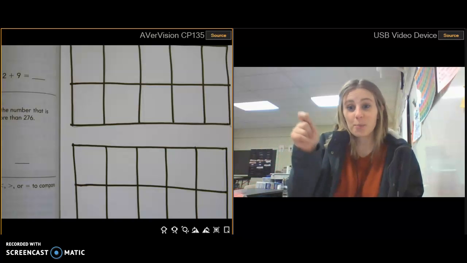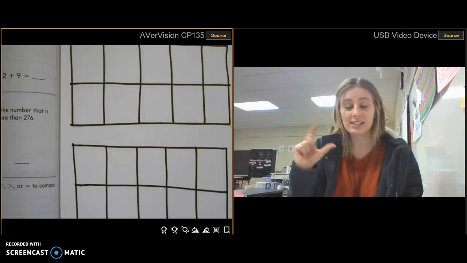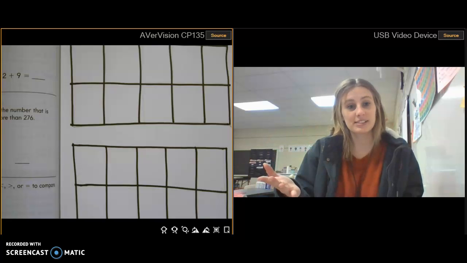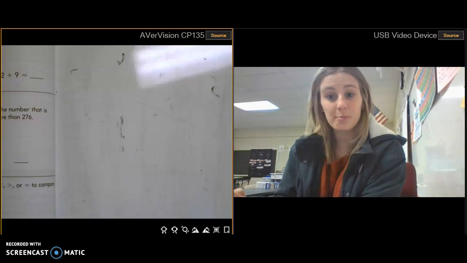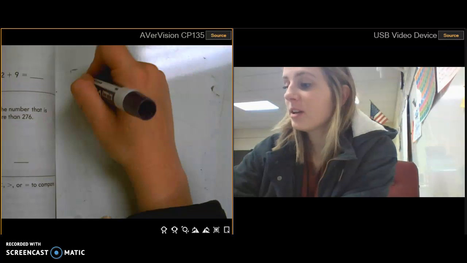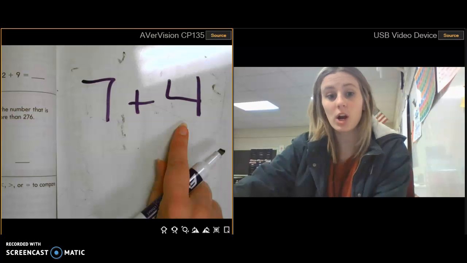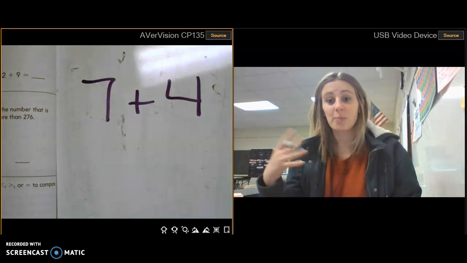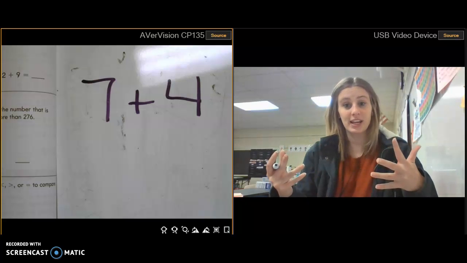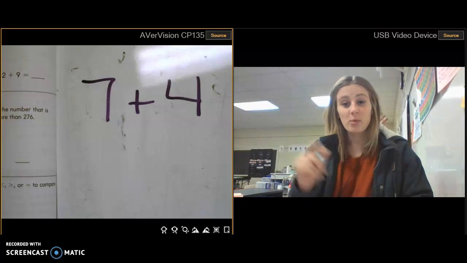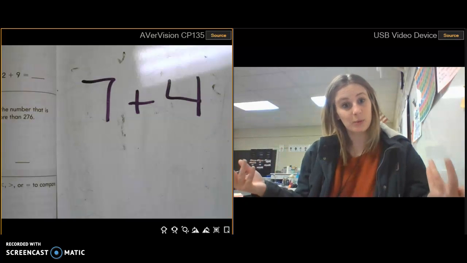We can also break apart one of our addends to help us add other number sentences a little bit easier. So for example, if I have the number sentence 7 plus 4, we can break apart our 4, or decompose it, to help us figure out what our answer is, right? So we know 7 plus 3 is 10. 1 more than 3 is 4. So 1 more than 10 would be what?